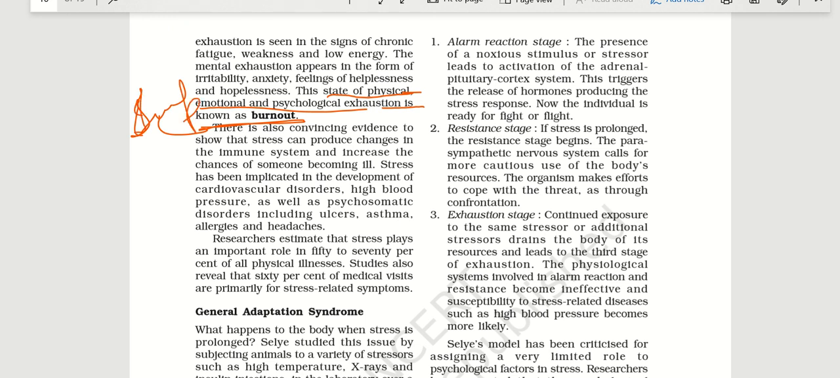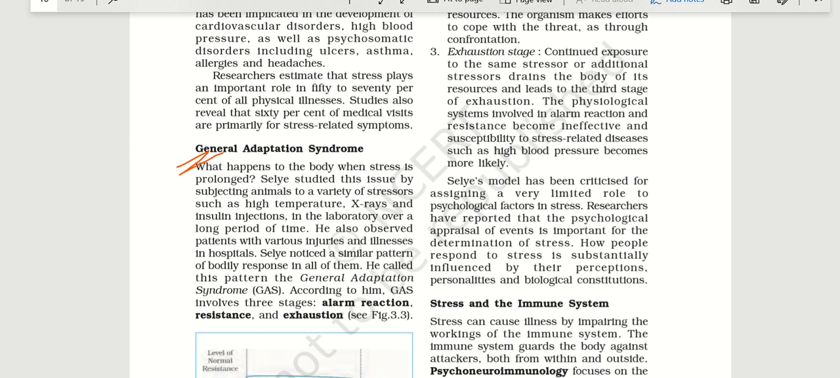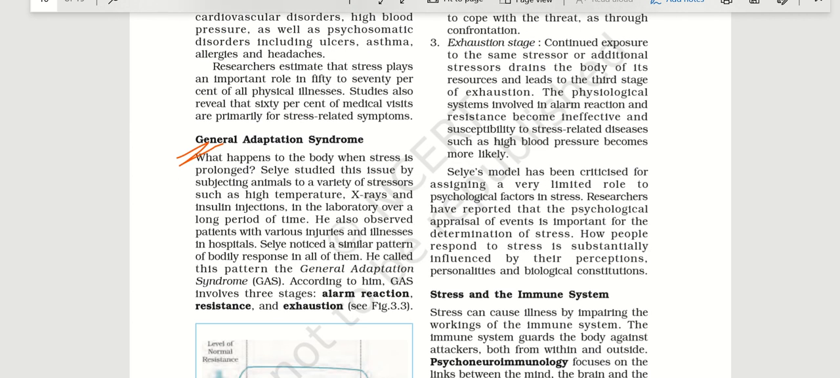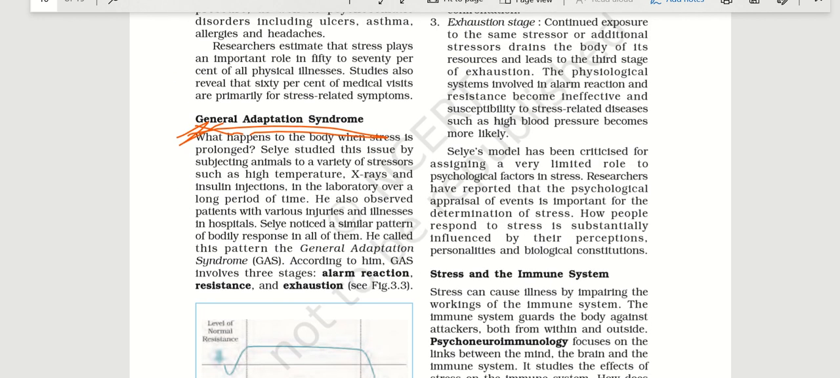I would like to give you 2 minutes to read the whole thing once till here, because from here we'll be starting with a new model, which is GAS, known as General Adaptation Syndrome. So, just read till here what we have learned, then we'll proceed from here.